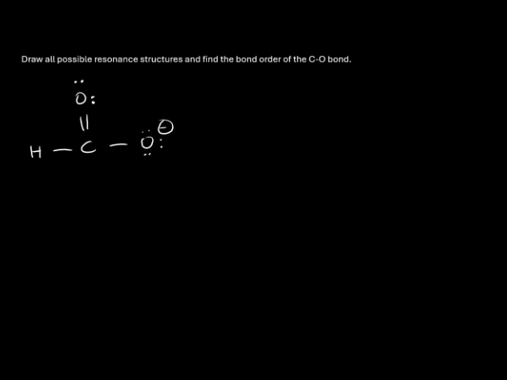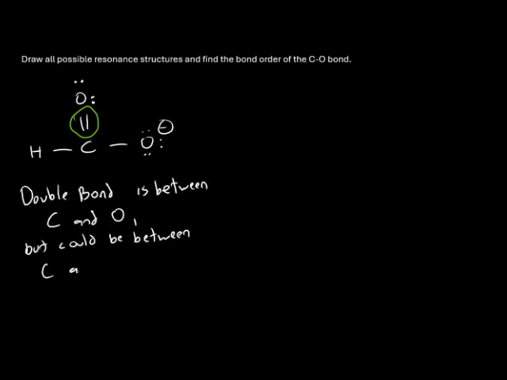Now that we've drawn the Lewis structures, let's think about possible resonance structures. We can see there is a double bond between carbon and oxygen in the upward position here that I'm circling in green. Now, even though we've drawn the double bond in that position, that doesn't necessarily mean that the double bond is locked into that position. The double bond right now is between carbon and oxygen, but that double bond could be between carbon and any oxygen. Basically, the double bond doesn't care where it is as long as it's between carbon and oxygen somewhere.